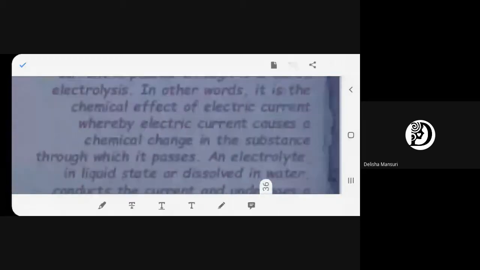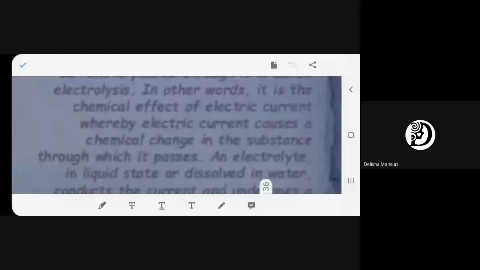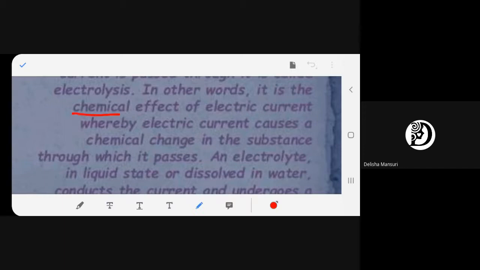Then, in other words, it is the chemical effect of electric current, whereby electric current causes a chemical change in the substance through which it passes. So what is the electrolytic effect? When the electricity is passing, what is this effect? It is called the chemical effect. What is it called, beta? Chemical effect. We saw the heating effect, we saw the mechanical effect. Now we are seeing the chemical effect. Hope you have understood. Okay.